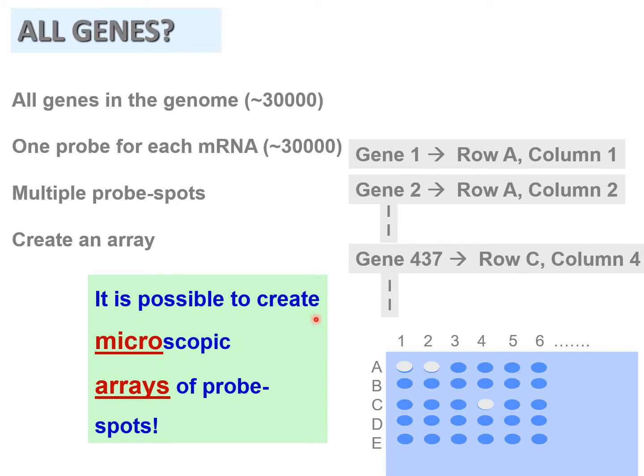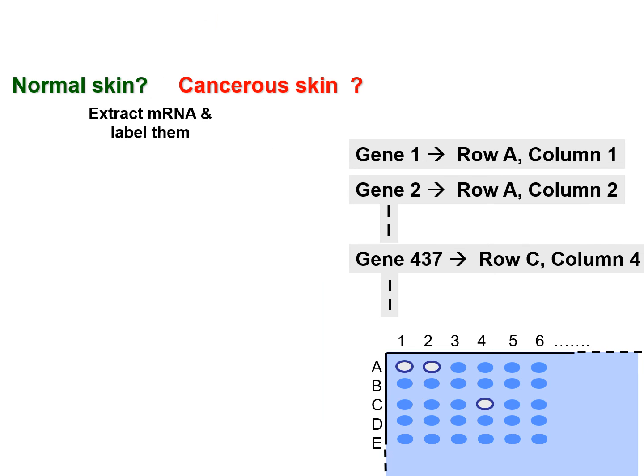Now, it is possible to create microscopic arrays of probe spots. And that's what it is. Microarrays are DNA probe spots at a microscopic scale in an array format. So let's see what happens when we do the experiment.